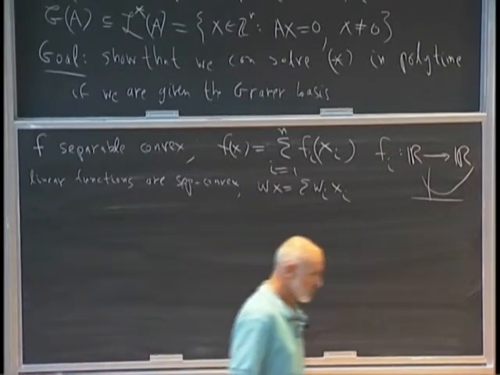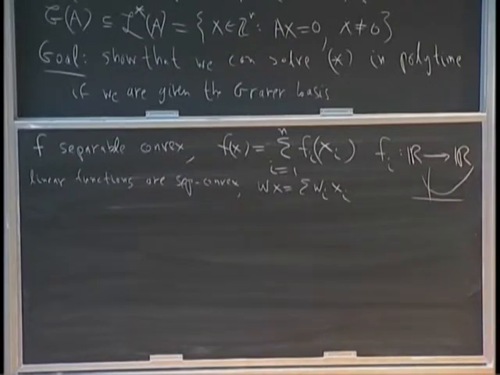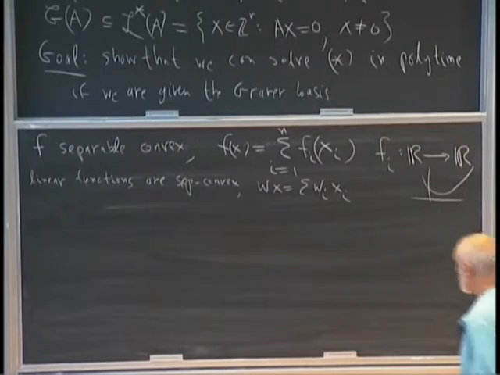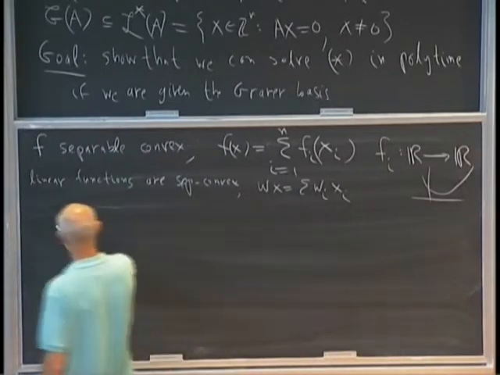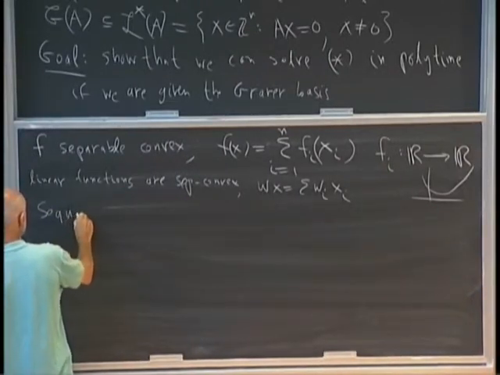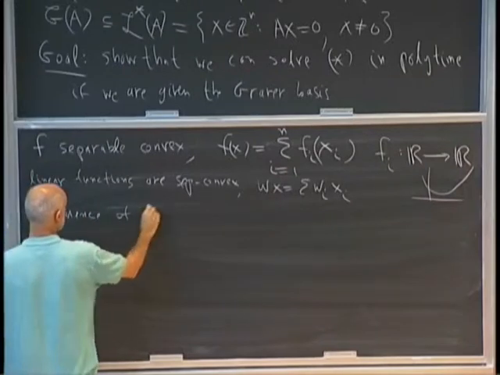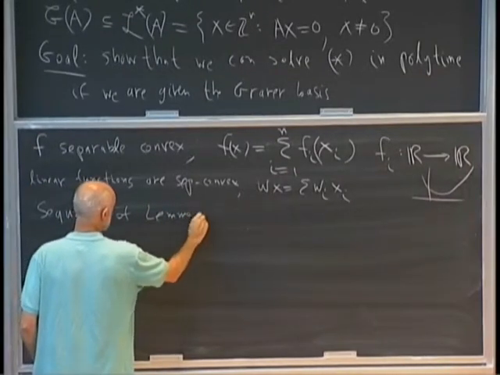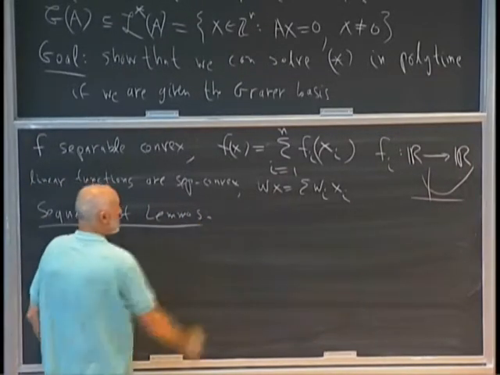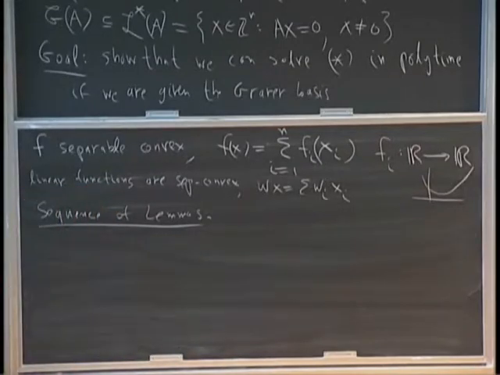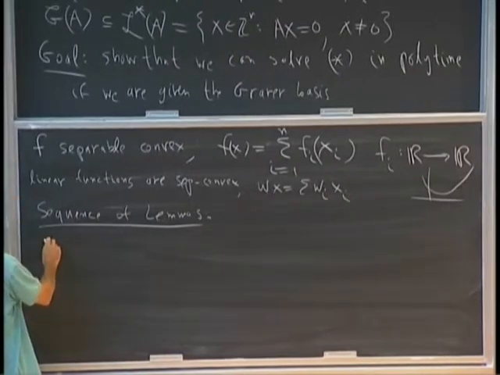So I'm going to give a sequence of lemmas. I'm not going to prove all of them. You can find them in my book. And so we need some lemmas, so a sequence of lemmas to get this result. So the first lemma is a very simple lemma on univariate convex functions. So first of all, I want to start with univariate functions. So here is lemma 1.